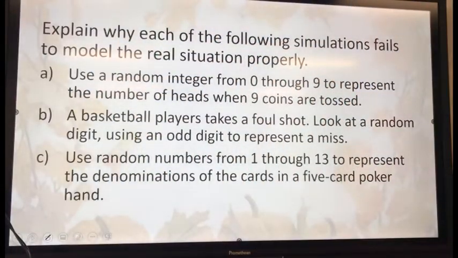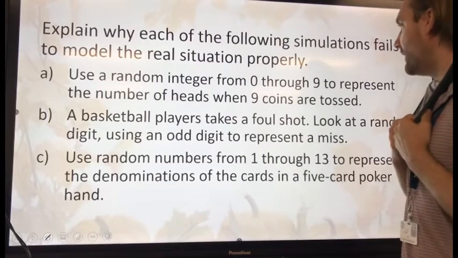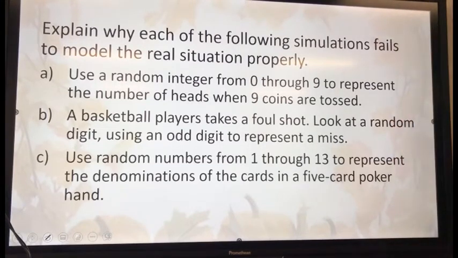So let's explain why each of the following simulations fails to model the real situation properly. We're going to use a random integer from 0 to 9 to represent the number of heads when 9 coins are tossed. Why is this a bad simulation? Not letting you off the hook. Think about it.